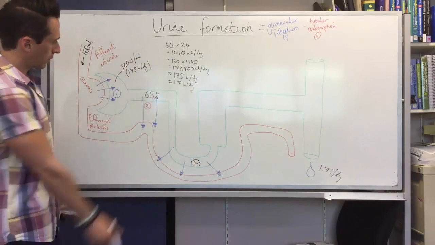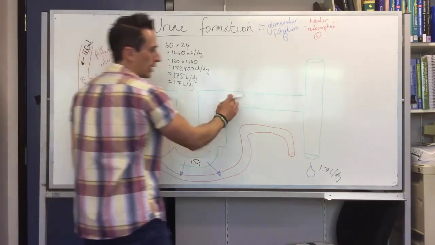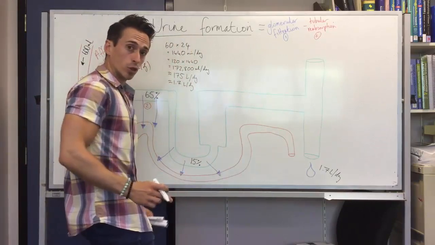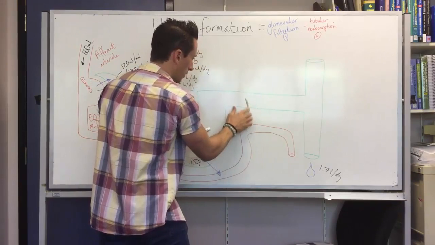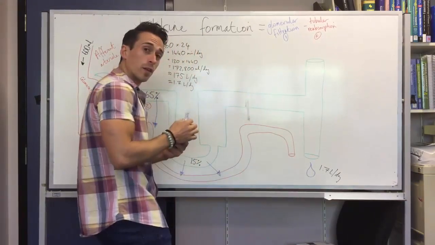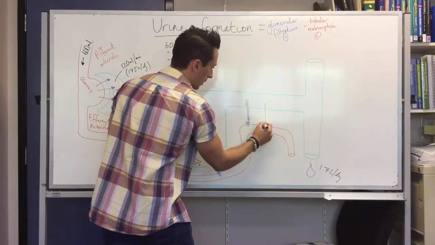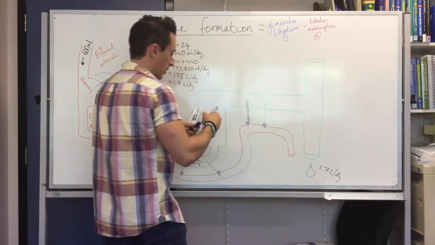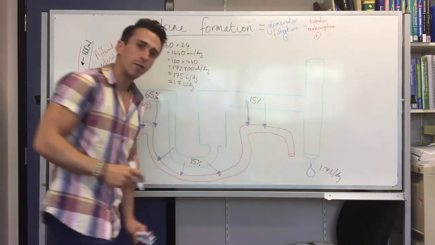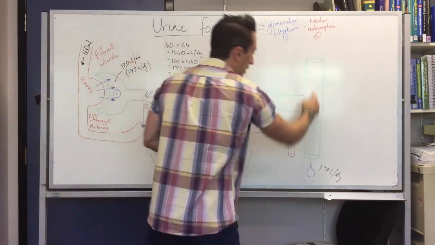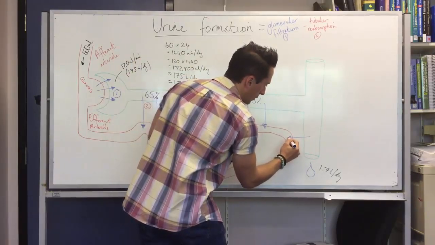So what's that so far? 65, 80, 80%. Here, at the distal convoluted tubule, you'll find that another 15% gets reabsorbed back into the body. That's 95%. And here, at the collecting ducts, 4 to 5%.